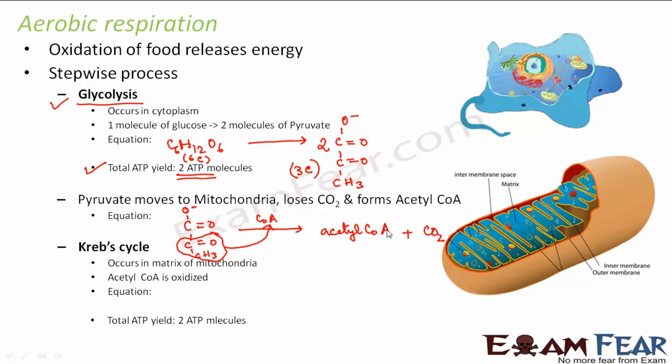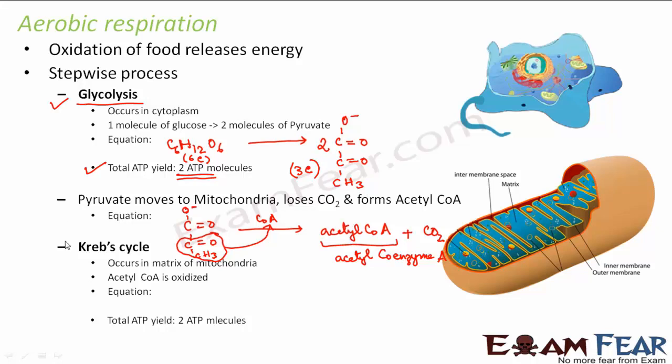So you understood? This pyruvate, in presence of coenzyme A, will lose carbon dioxide. The remaining is the acetyl group. This acetyl group will combine with coenzyme A and form acetyl coenzyme A. So we call this acetyl coenzyme A. Where is acetyl coenzyme A formed? It is formed in the mitochondria.